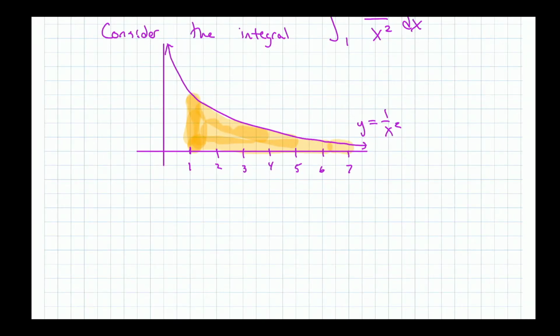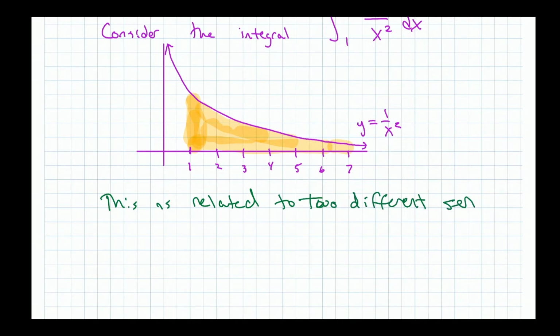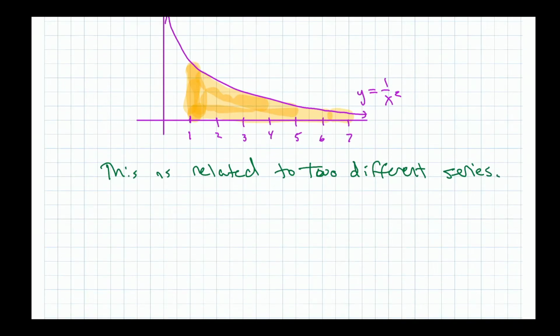And here's the thing, though. I can see that this is actually very closely related to two different series. Which series? Well, let's draw one on here.